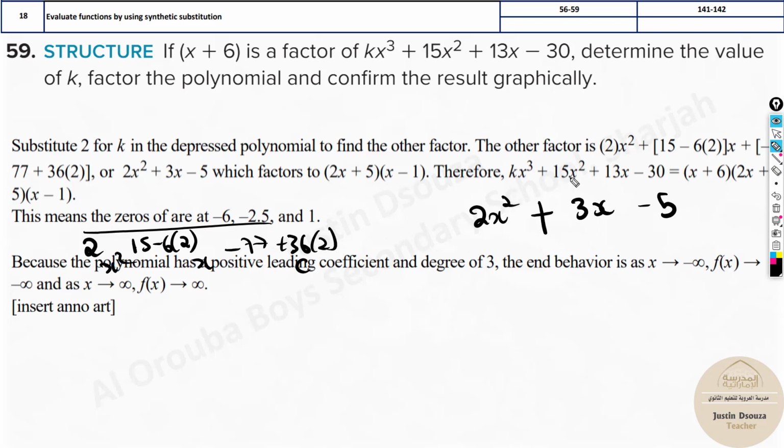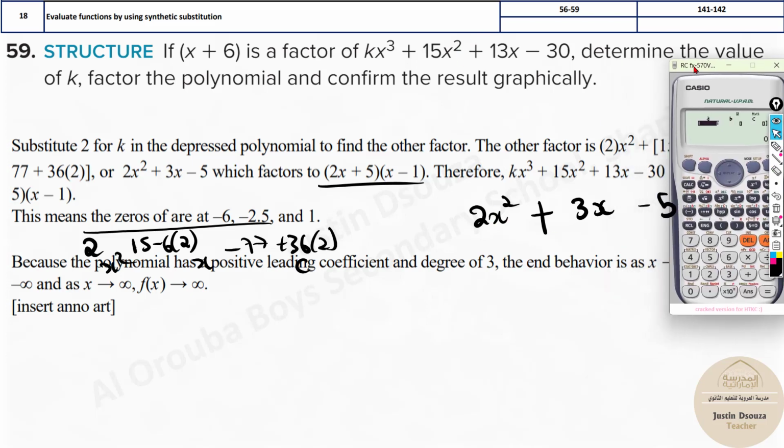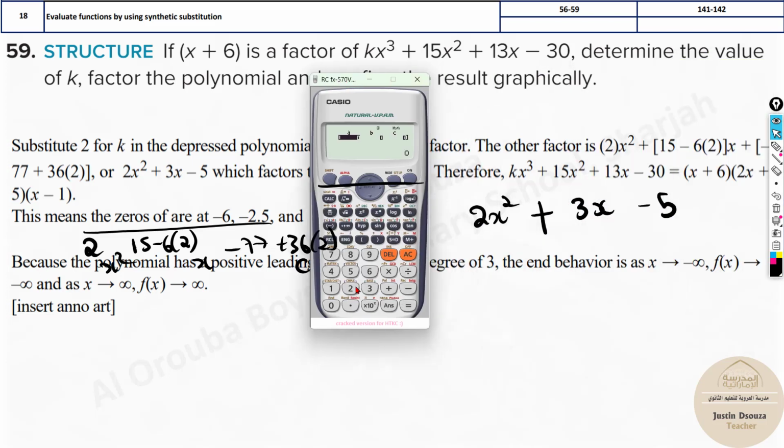You can't divide it again because you don't know the other factors. Use the calculator and find the factors. Don't go to do the quadratic formula or anything. Just take out your calculator. We will use mode 5 3 and put the quadratics over here. It is 2, 3, and lastly we have minus 5. And what is the answer? 1 and minus 5 by 2.